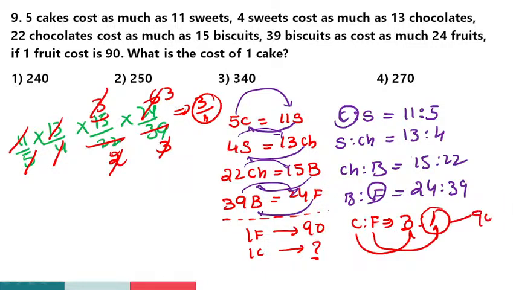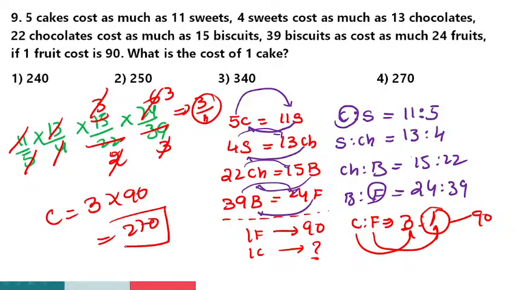1 fruit cost is how much? 90 rupees. 1 cake cost is how much? Cake is how many parts? 3 parts. Okay, now 1 part is how much? 90. 90 into 3, 270. And that 1 cake cost is how much, guys? 270 rupees. That's why option 4 is the right answer, guys.